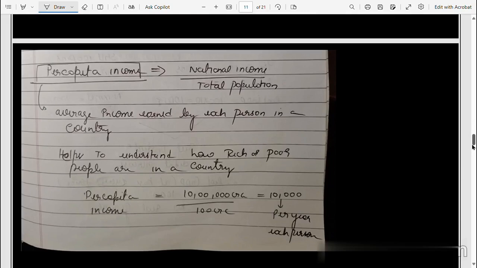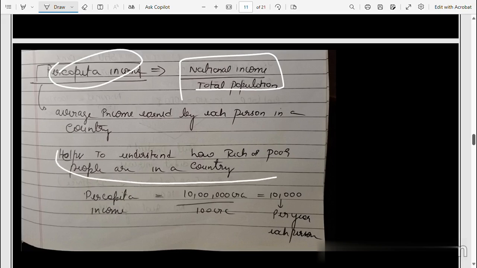Now moving on, we have per capita income. Per capita income is equal to national income divided by total population. It is nothing but the average income earned by each person in a country. I am a citizen of a country, you people are citizens of a country. What you earn on a daily basis, that is called the per capita income. This helps us understand how rich or poor people are in a country, right?